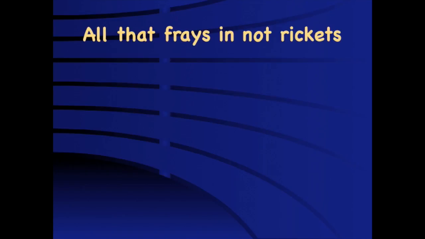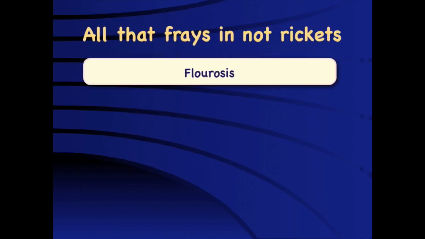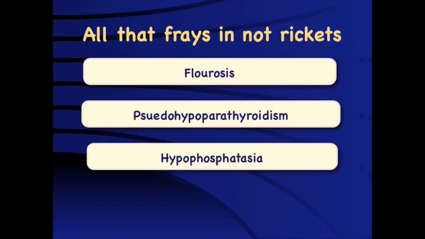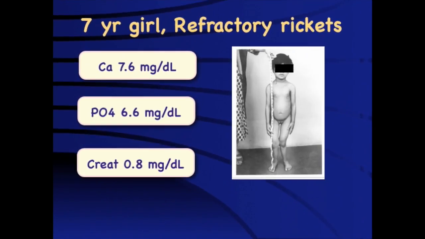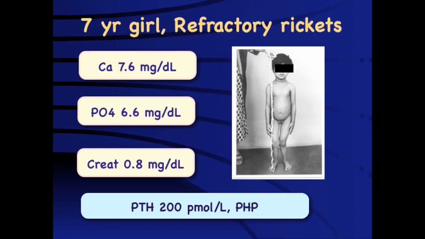What we need to also remember is that every child who has bony deformity does not have rickets, and possibilities of fluorosis, pseudohypoparathyroidism, hypophosphatasia and skeletal dysplasia should be considered. And this is a classical example of a child who had refractory rickets, had hypocalcemia, hyperphosphatemia and normal renal function, high PTH, confirming the diagnosis of pseudohypoparathyroidism.